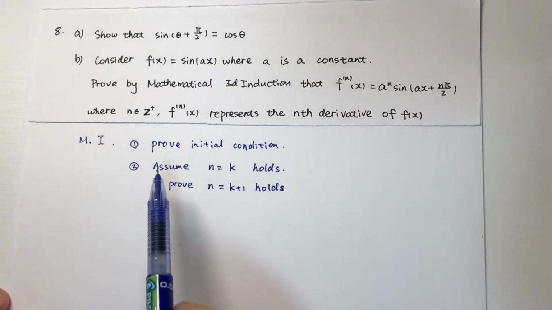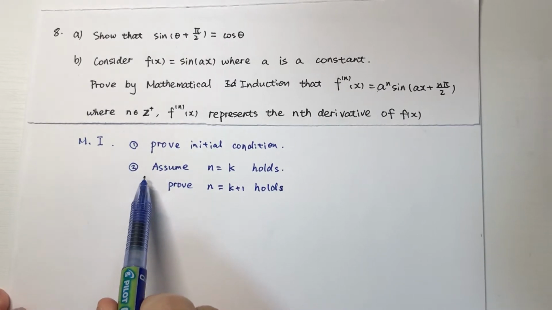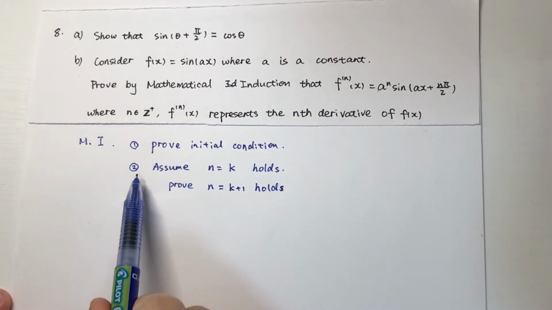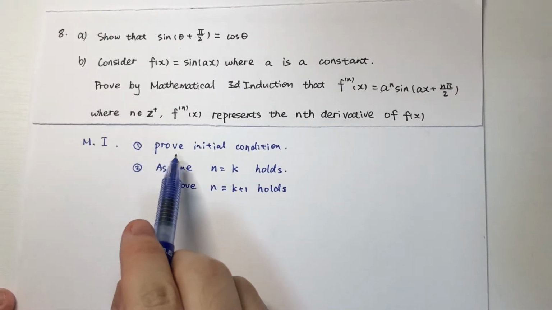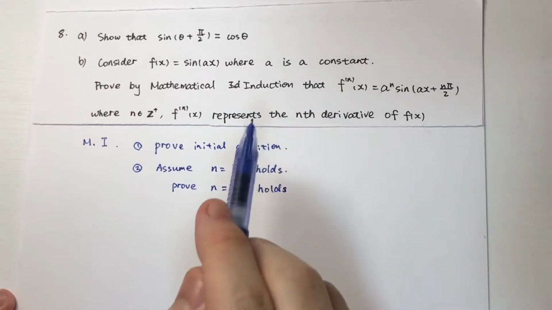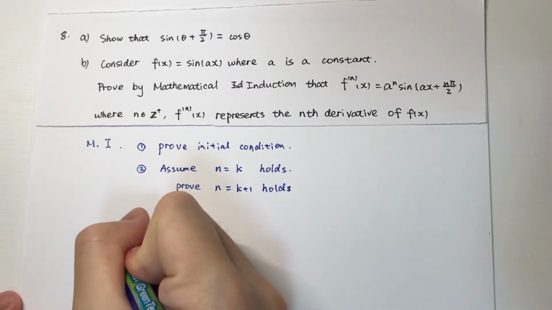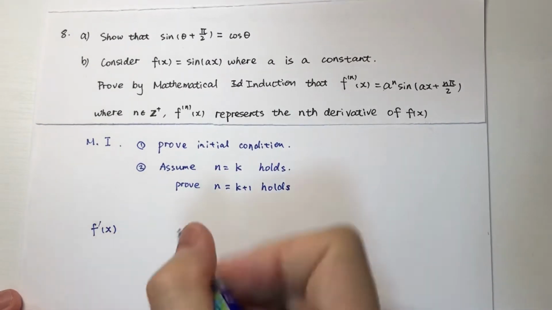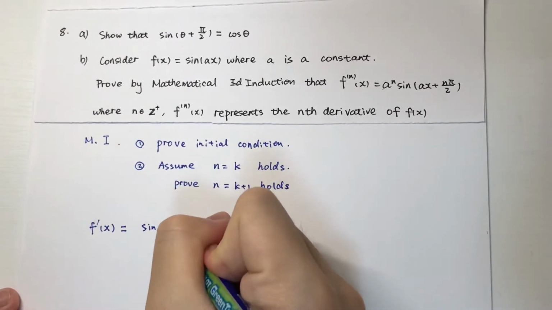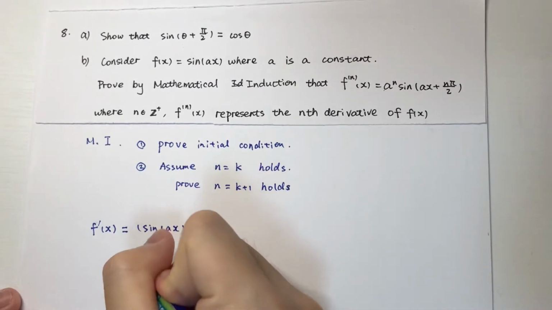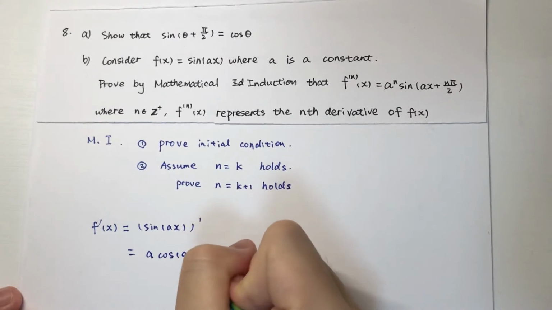Okay, so for this question, step 1 and step 2 have basically the same difficulty, but the second step needs more calculation. So let's start. For the first, prove the initial condition, that is n equals 1. So we need to prove f'(x) equals what? Equals the derivative of sin(ax), which equals a cos(ax).